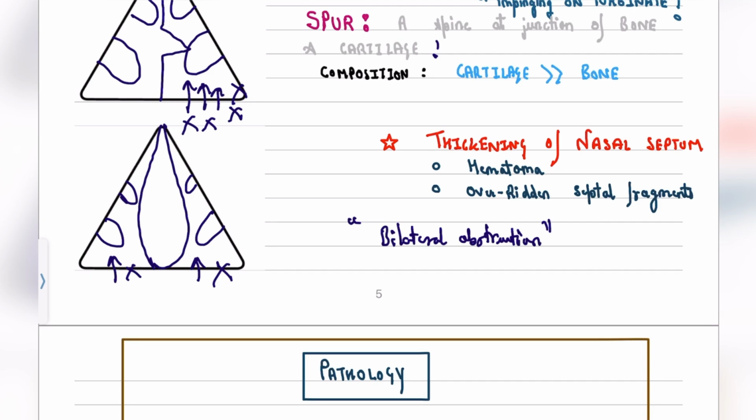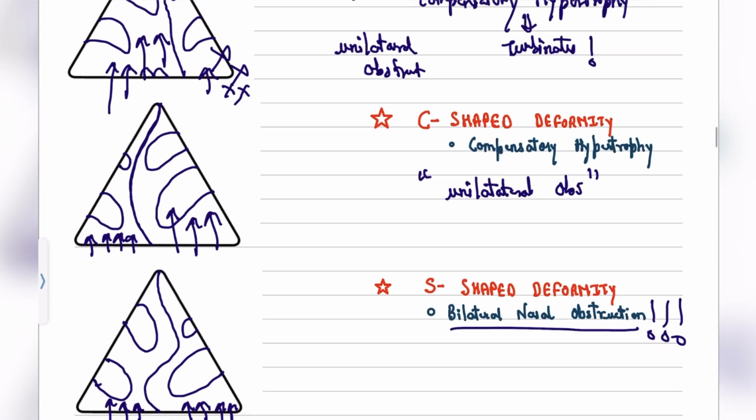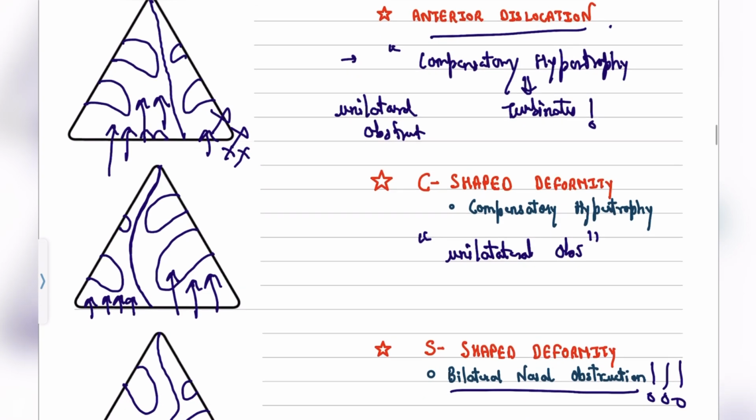Alright, what are the causes of thickening of nasal septum? It might be hematoma, or hematoma that changes into a septal abscess. Alright, it might be due to overridden septal fragments. So let me just take a quick revision. So there are 5 types.